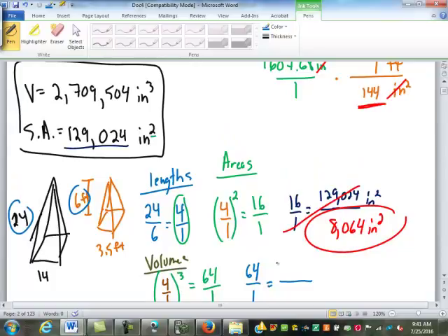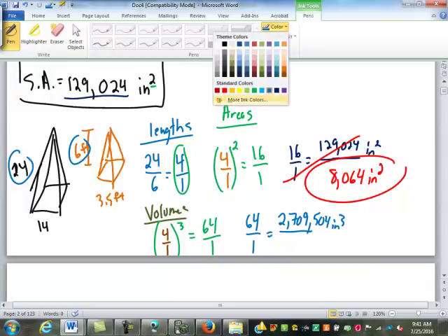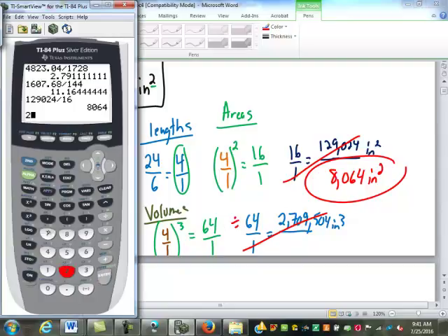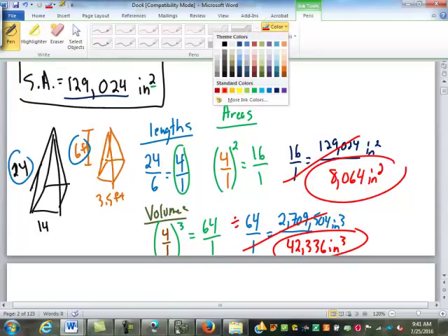The 2,709,504 cubic inches is the old volume, the larger volume. We're going to have to cross multiply and divide. 1 times that 2 million divided by 64. So 2,709,504 divided by 64 is 42,336 cubic inches. Anybody come up with that one? Does it all look familiar at least? Yeah? A little bit?